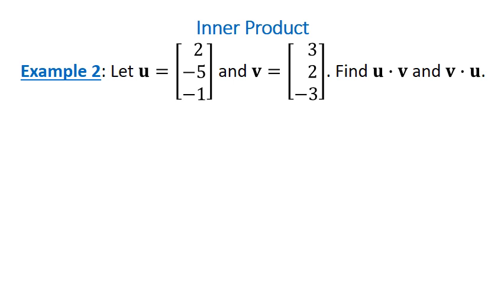Go ahead and pause this and see if you can find the inner product of these two vectors. Again, u dot v is going to be equivalent to v dot u, which is the same thing as u transpose v. In this case, you should find that this is equal to -1.